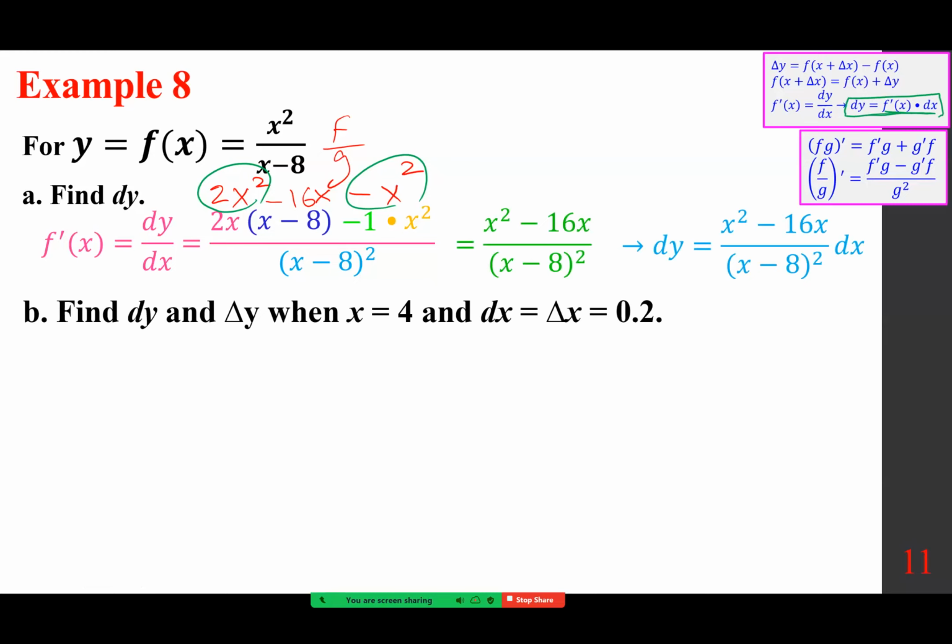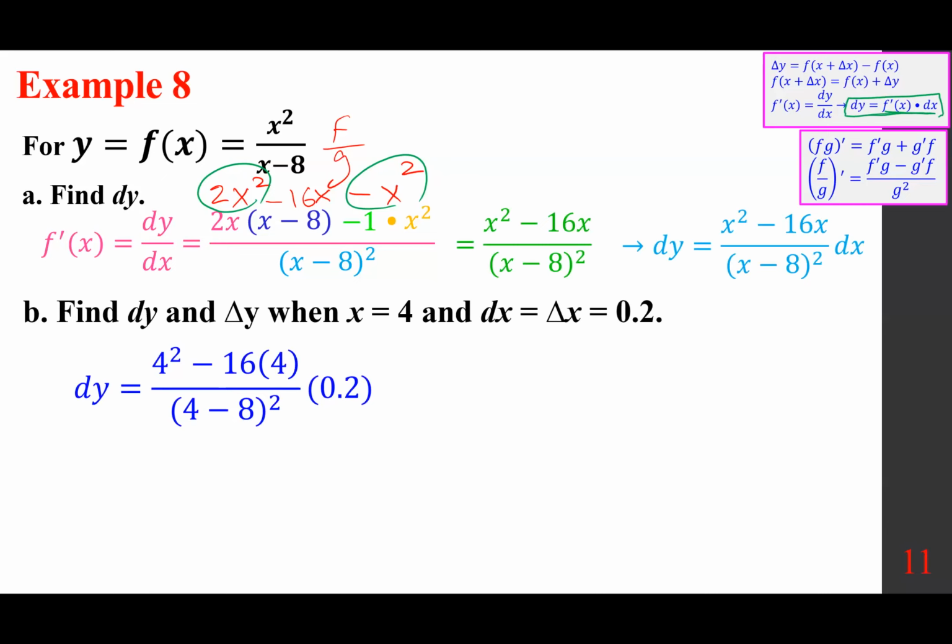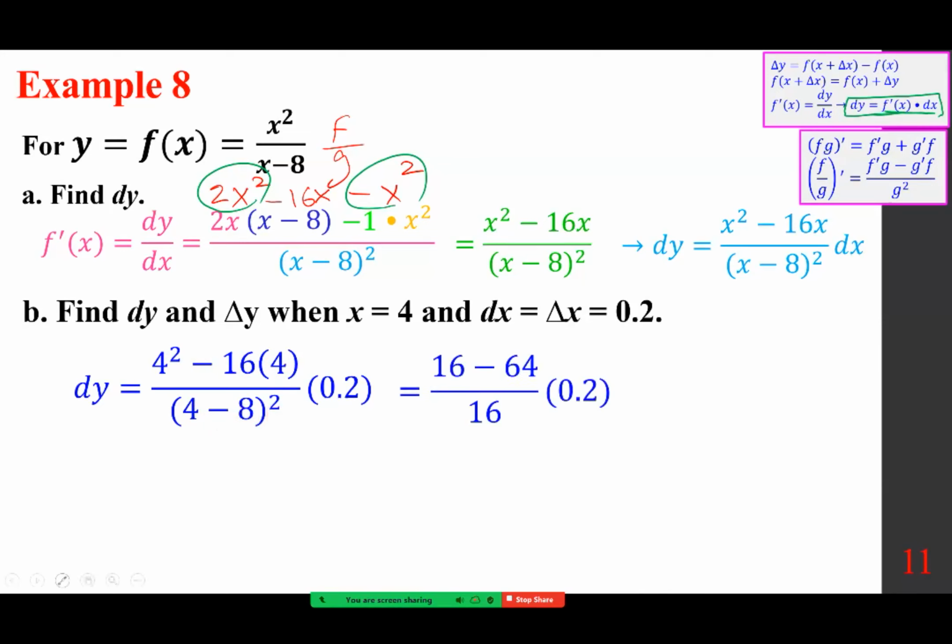You want to evaluate dy and delta y. When x is 4, dx or delta x is 0.2. So we are going to plug in. Now, of course, this is 16. This is 64. So 16 minus 64. This is negative 4 squared is 16. Minus 48 divided by 16 is negative 3 times 0.2 is negative 0.6.